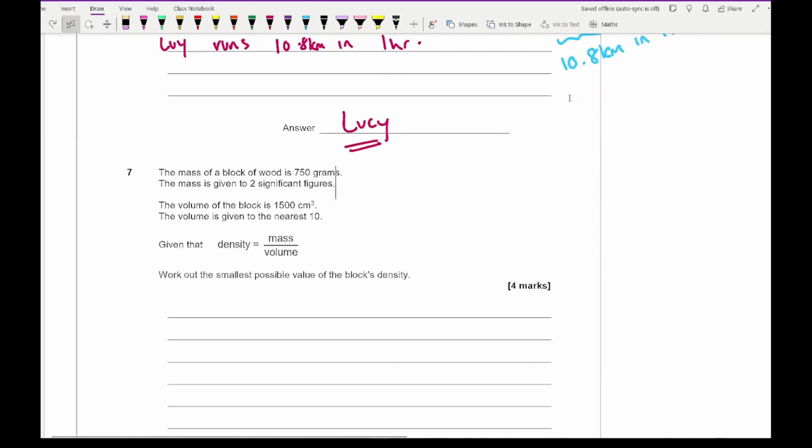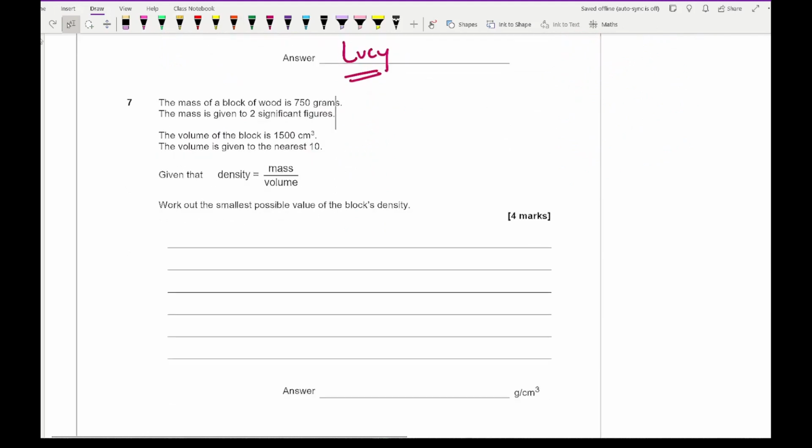Then for our final question, question 7, it says that the mass of a block of wood is 750 grams. The mass is given to 2 significant figures. The volume of the block is 1,500 centimeters cubed, and the volume is given to the nearest 10. Now there's a bit of an error there, so I'm going to guess that's centimeters cubed. And given that density equals mass over volume, work out the smallest possible value of the block's density.